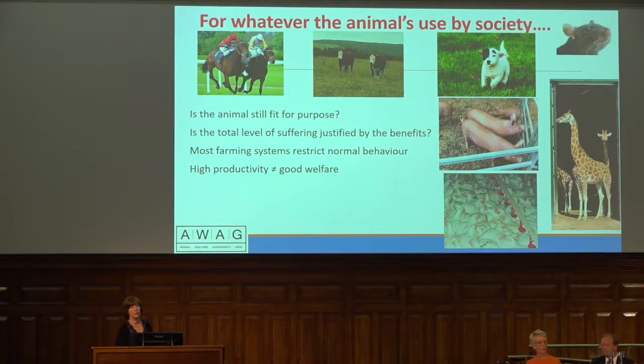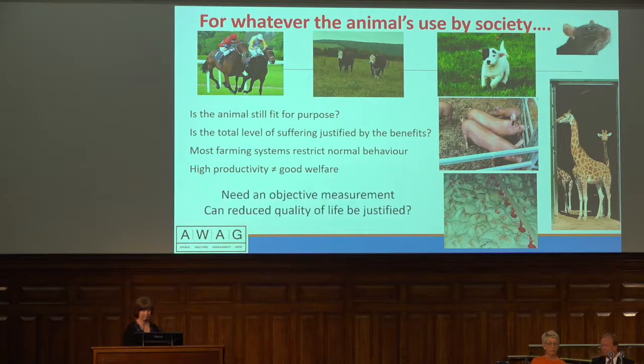So whatever the animal's use by society, we have to think, is it still fit for purpose? Is that total level of suffering justified by the benefits that are coming from that animal's use? Remembering, of course, that most farming systems do restrict normal behaviour. And of course, as in the example here with these chickens, high productivity doesn't necessarily equal good welfare, so you have to think what you're measuring.